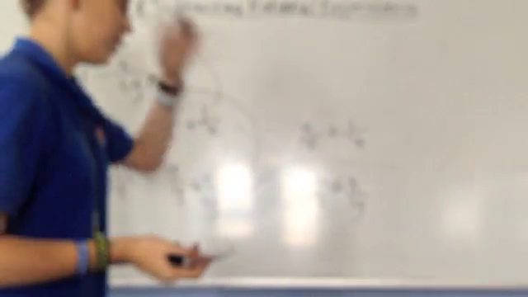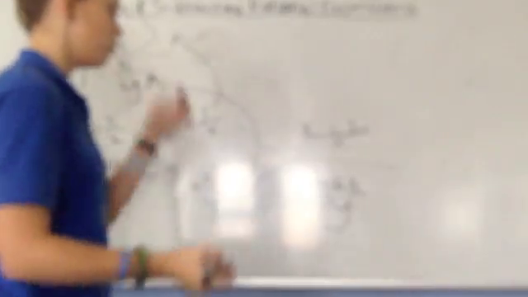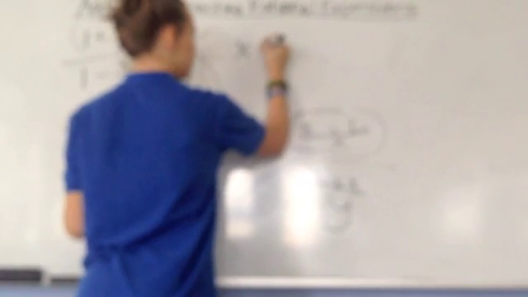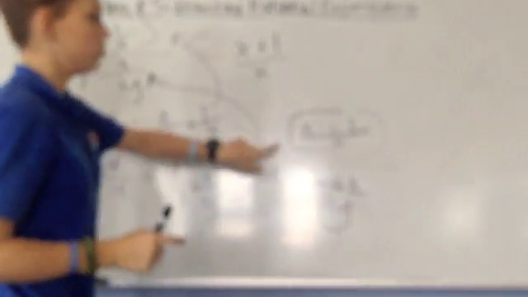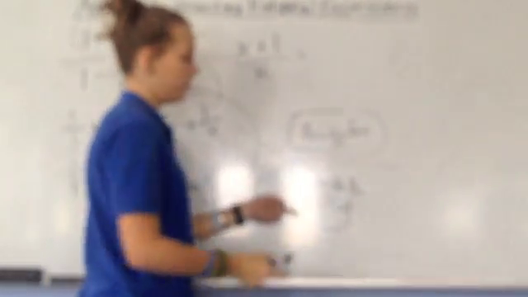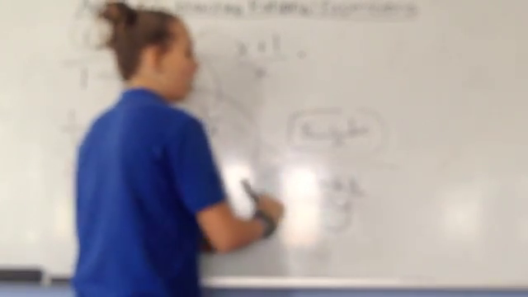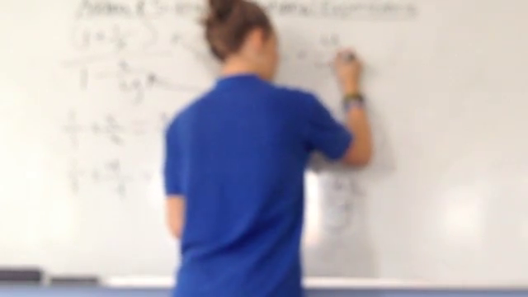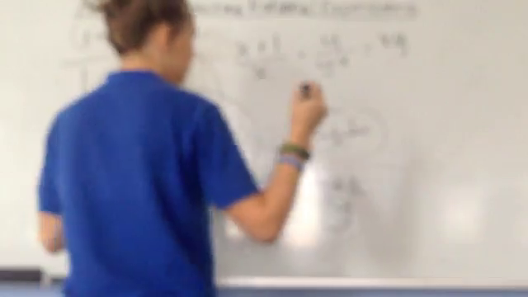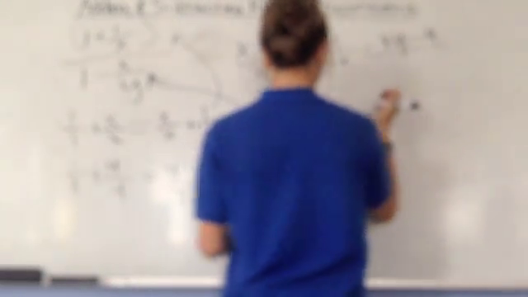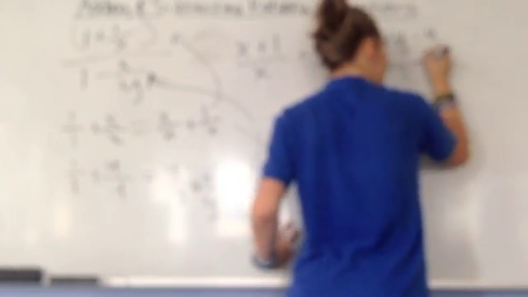So obviously that's going to be really complicated to do. So a simple way to do this is keep change flip, but you're going to keep the x plus 1 over x. You're going to change the sign, so instead of it being division, it will be multiplication. And flip, so you're going to get y over y minus x instead of y minus x over y. So y over y minus x. And then you'll just multiply them. So it will be x plus 1 times y over x times y minus x.